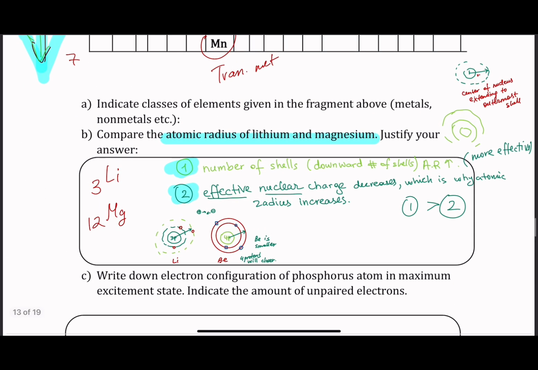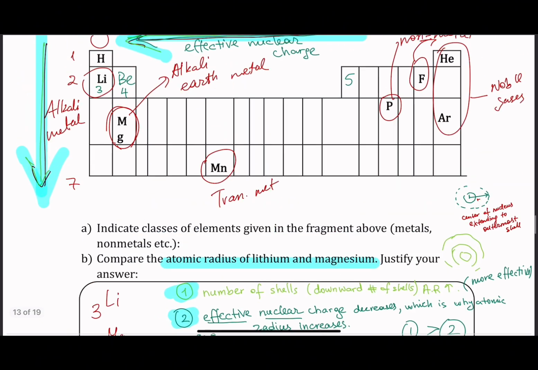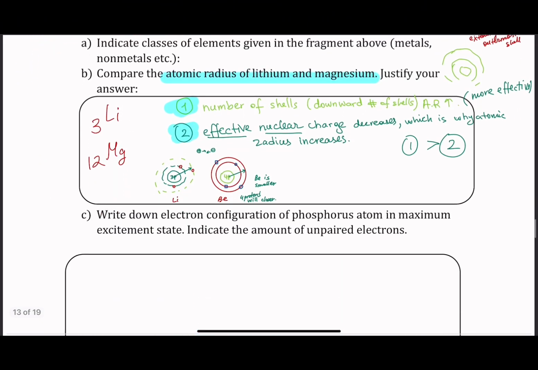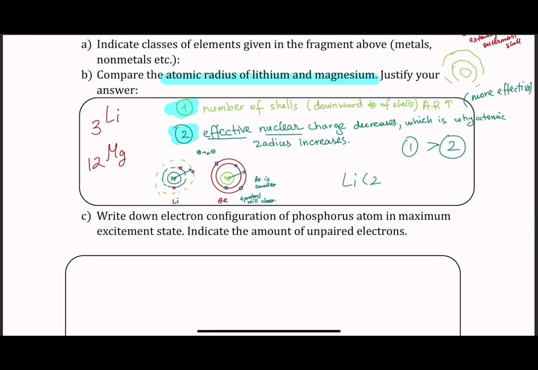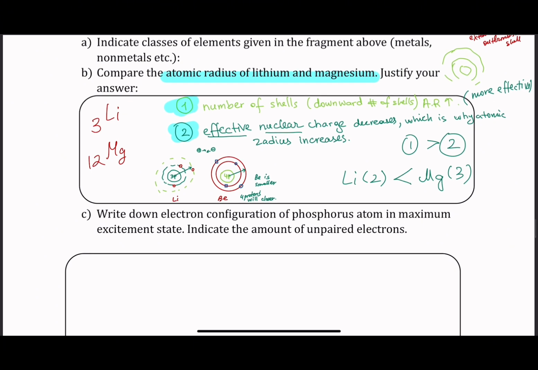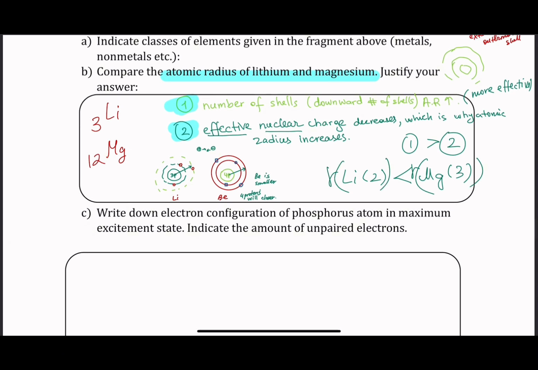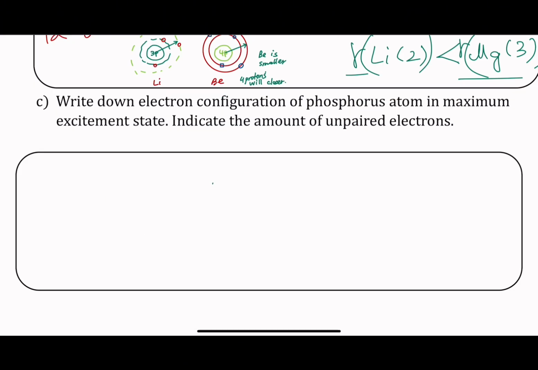Okay, so we got that. Now when you compare lithium with magnesium, I can see definitely that lithium has 2 shells and magnesium has 3 shells. Right away I know that magnesium has a bigger atomic radius. So I write it like this: radius of lithium is smaller than radius of magnesium. That's it. Now the third part of the question asks us to write the maximum excitement state and indicate the number of unpaired electrons for phosphorus.